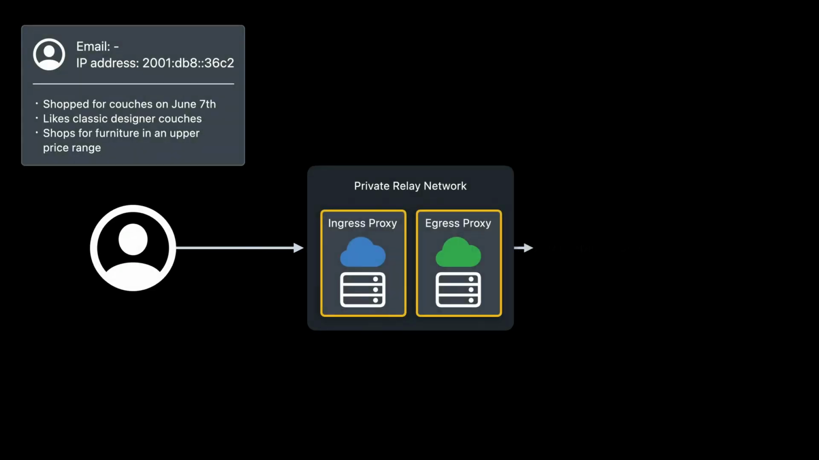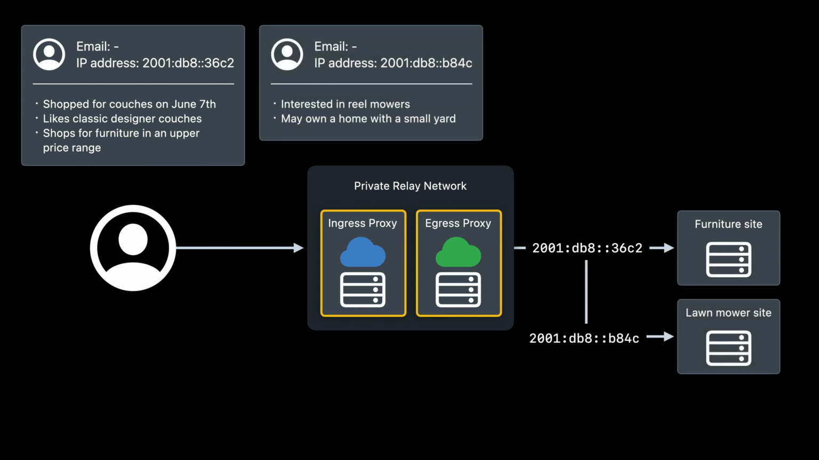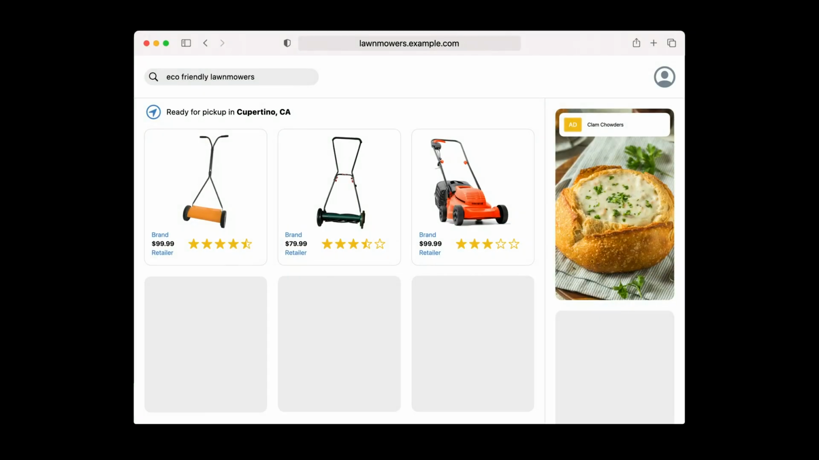When making the connection, the egress proxy randomly selects an IP address to use. This helps prevent linking my couch search to my lawnmower search or my recent table delivery. Over time, Private Relay connections are automatically created and reused to provide IP address tracking protection and good performance. The way Private Relay hides my IP address has one more privacy benefit.